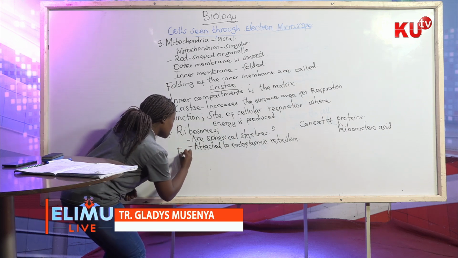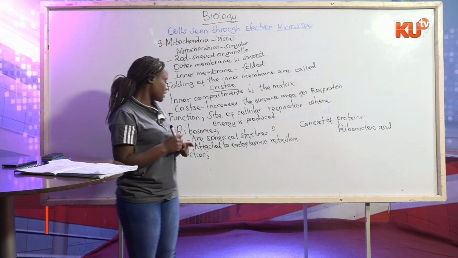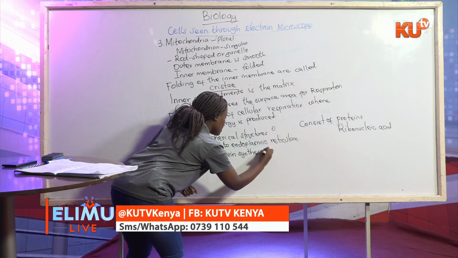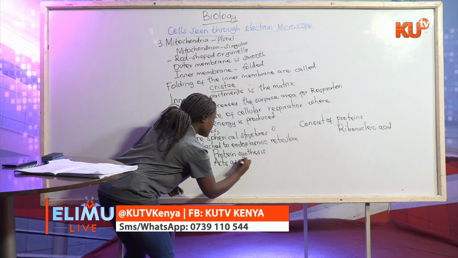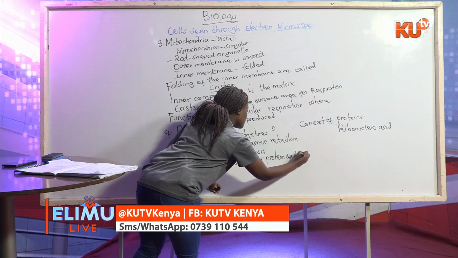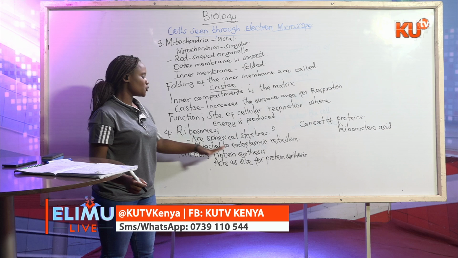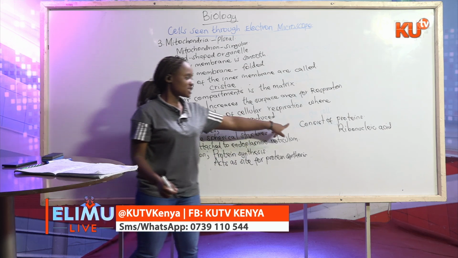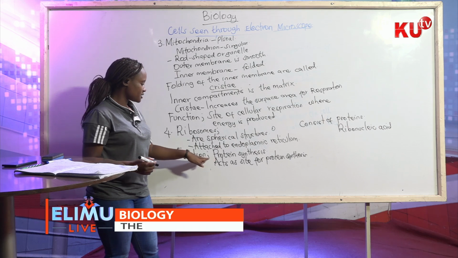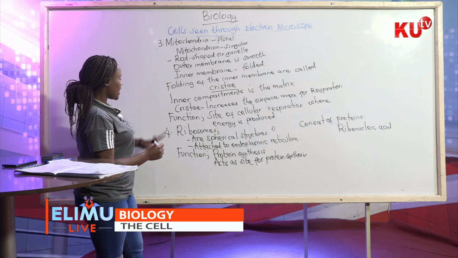The function of ribosome is that it acts as the site for protein synthesis. So ribosomes are spherical structures attached to endoplasmic reticulum, and they consist of proteins and ribonucleic acid, and their function is protein synthesis. So the third one we had was mitochondria, the fourth one we have is ribosomes.